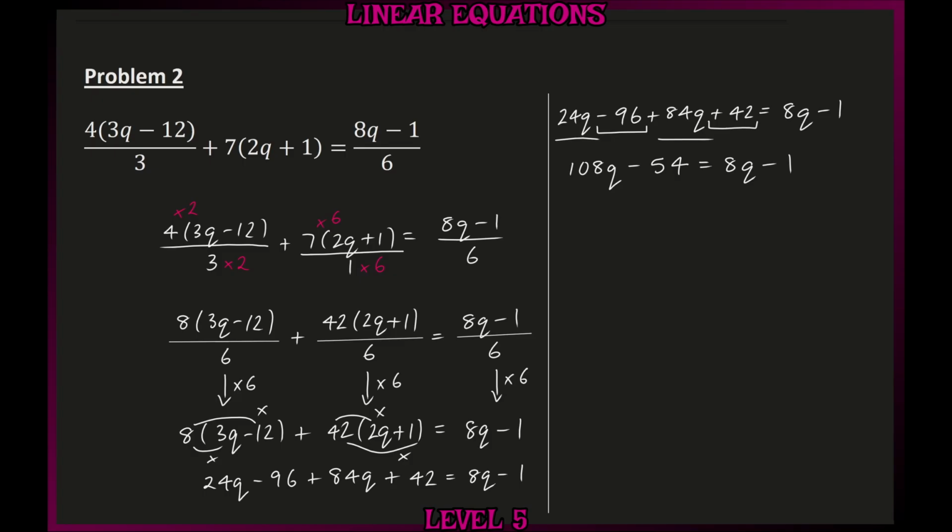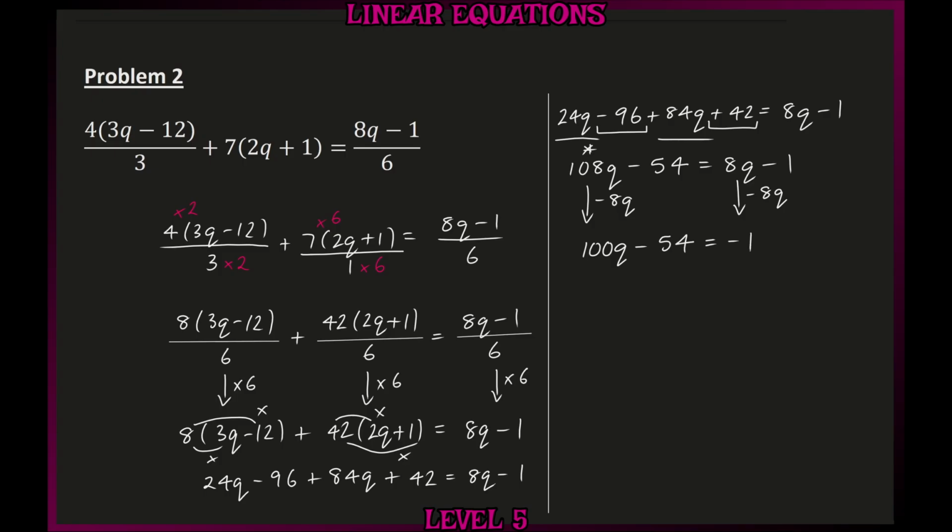Now we have unknowns on both sides of the equation, so we're going to keep them on the side where we start with the most, and that's on the left where we have 108q, so we want to remove the 8q from the right, and that means we subtract 8q, and we do exactly the same on the left hand side. Now on the left, 108q minus 8q gives us 100q, and we still have a minus 54, and that's equal to, well, 8q minus 8q is 0, so we just have a minus 1 left on the right.